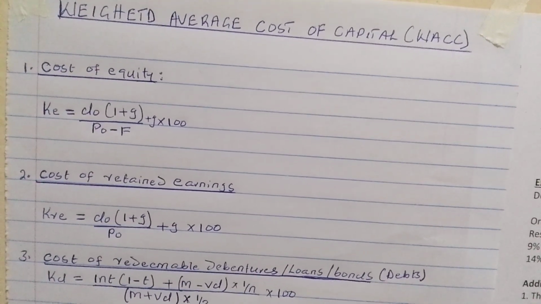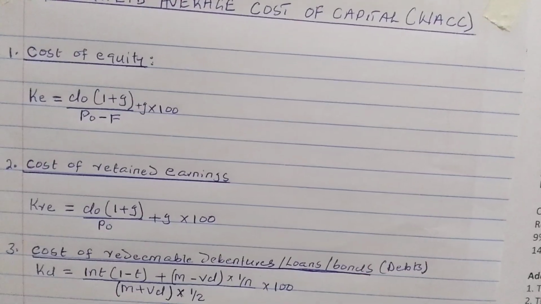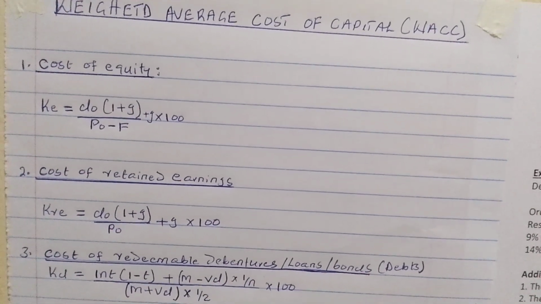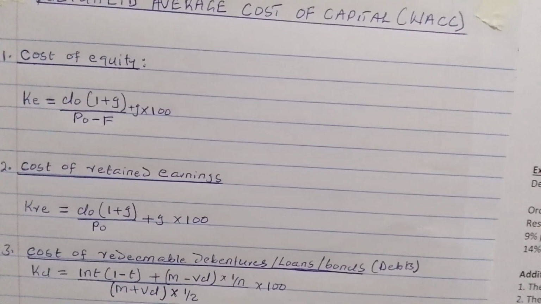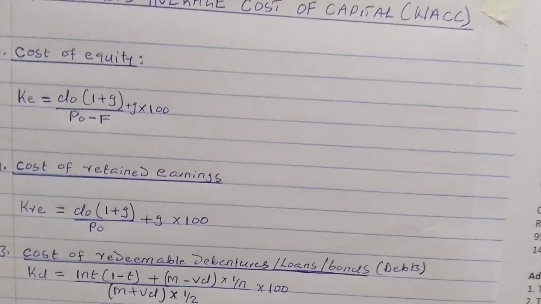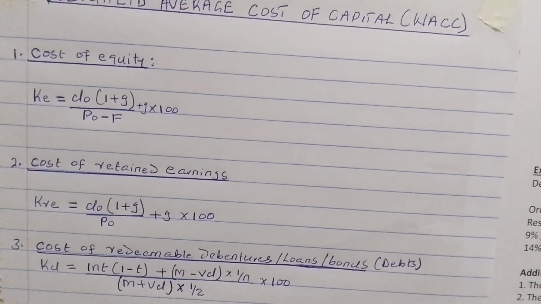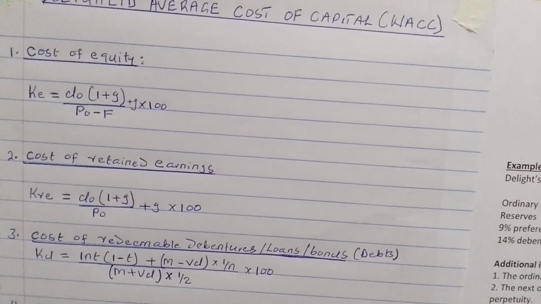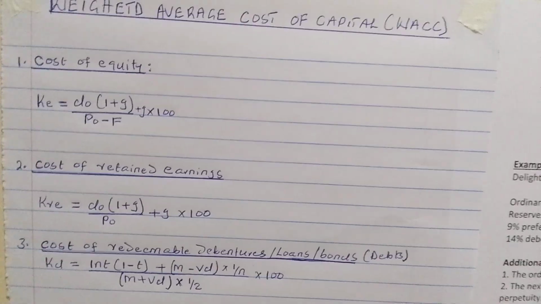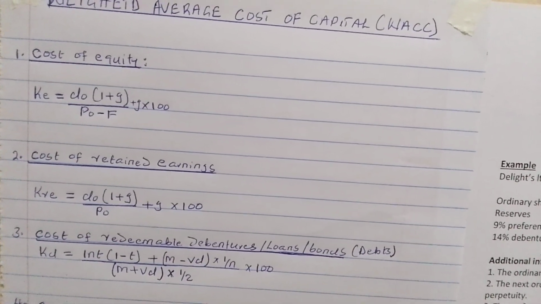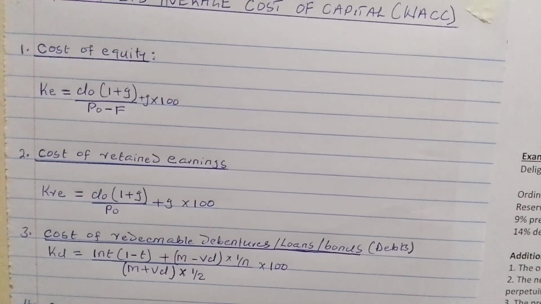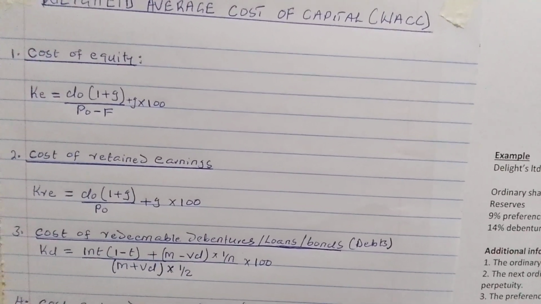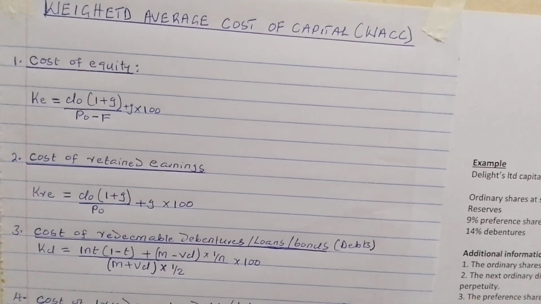So flotation cost means the cost that we incur to raise funds, maybe from the stock market, like insurance, what you pay to brokers, and any cost that you will incur, or consultation fees. You may consult a financial analyst or economist, and you pay that particular professional a certain amount.